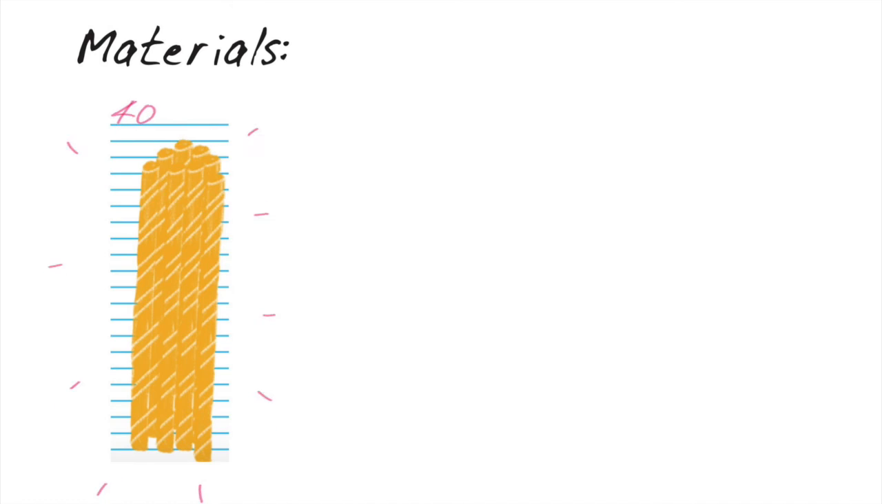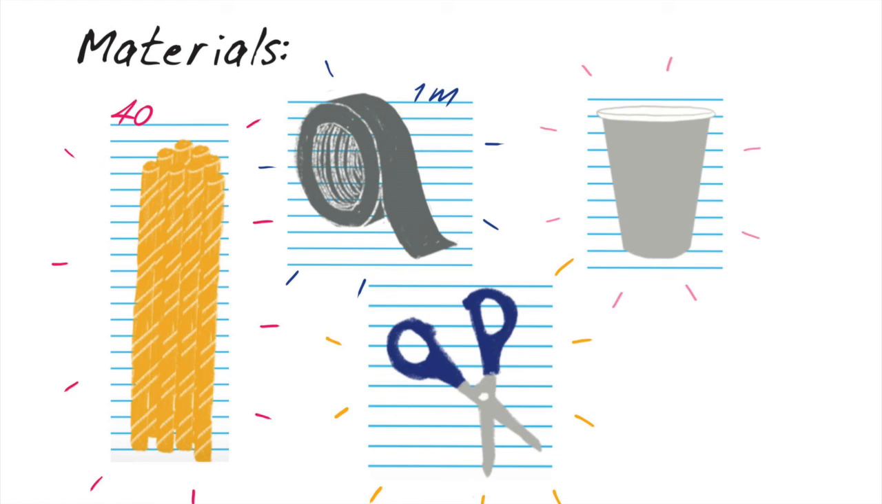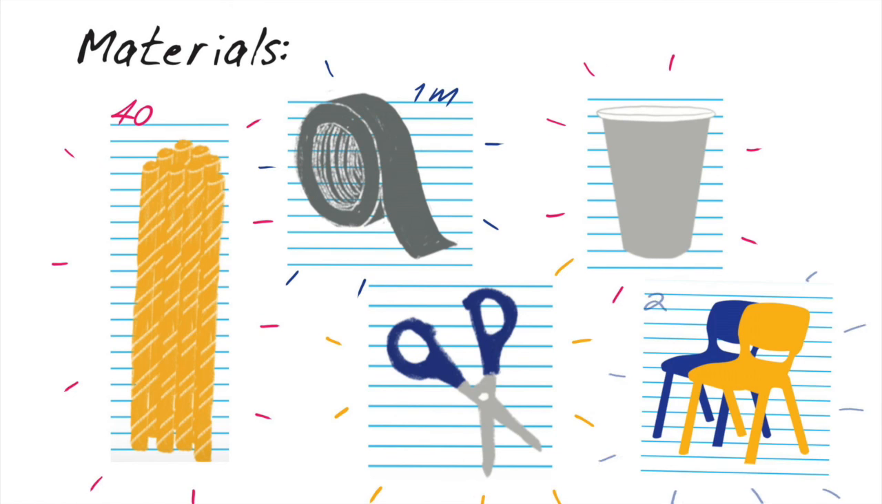The materials. This will be all you get. 40 drinking straws, 1 meter of masking tape, scissors, a small paper cup, and 2 desks or chairs spaced 35 or 20 centimeters apart.